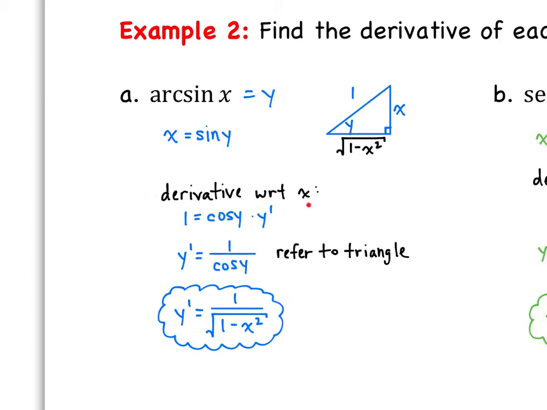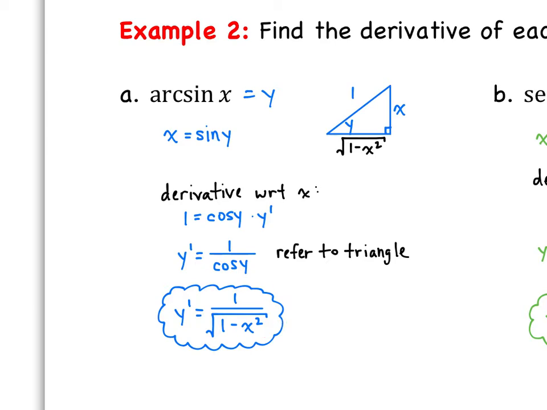So now if we take the derivative with respect to x, we get 1 equals, the derivative of sine is cosine, and don't forget times y prime. So now we just solve for y prime because we want to find the derivative of arc sine of x. So we divide by cosine of y, and now we refer to this triangle up above. So the cosine of y is equal to the square root of 1 minus x squared over 1, but we don't need to write that portion of it. So we get the derivative of arc sine of x to be 1 over the square root of 1 minus x squared.